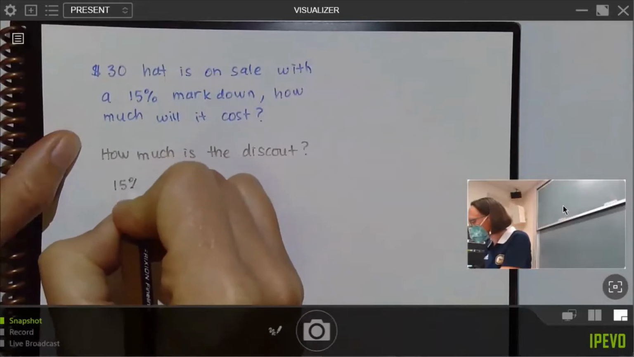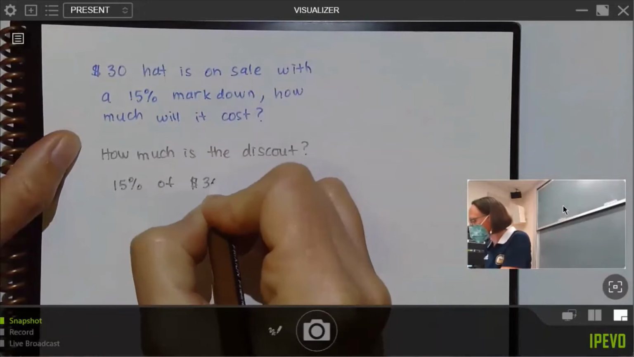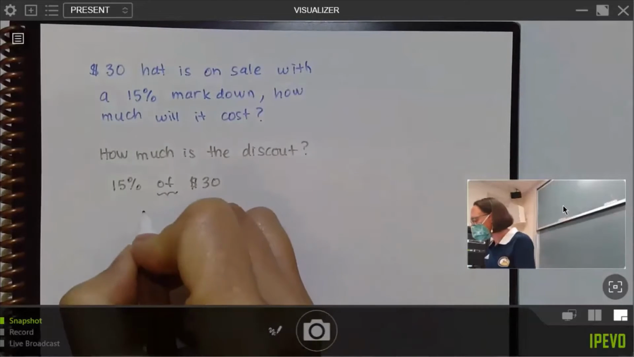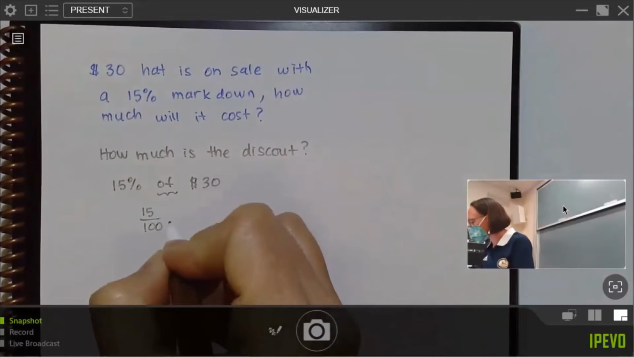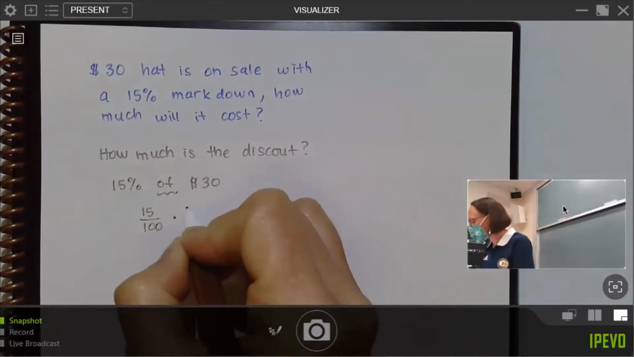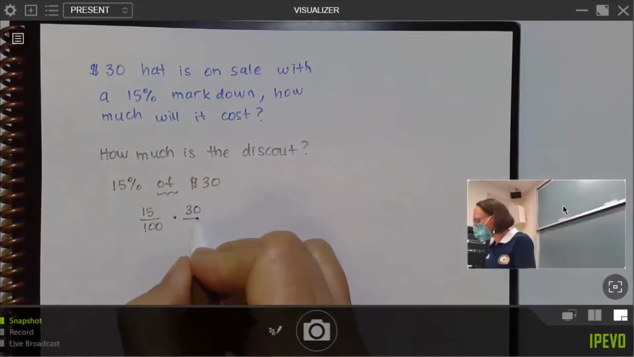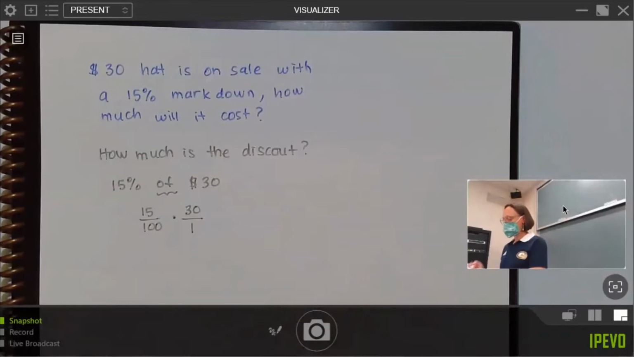then 15% of $30 says I'm going to multiply. So 15%, I can think about that as 15 over 100 times that $30. And I'm going to put the 30 up here on top. If it helps you, you can write that as 30 over 1. Now, if we want to do this without reaching for the calculator, then you could multiply 15 times 30 on top, or we can make the fractions smaller first. I usually vote smaller first, personally.